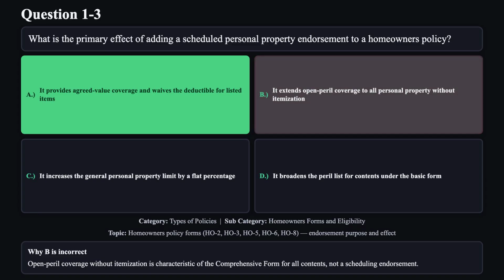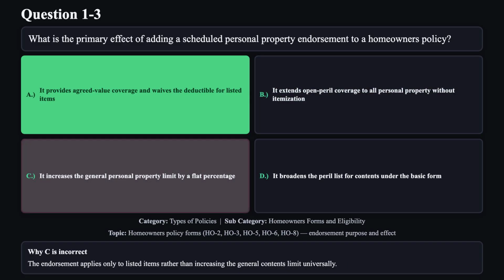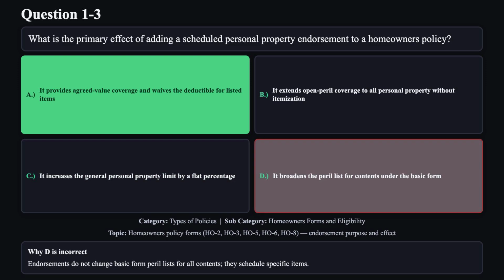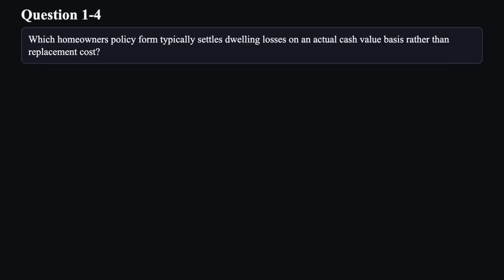Reason B is not correct. Open peril coverage without itemization is characteristic of the comprehensive form for all contents, not a scheduling endorsement. Reason C is not correct. The endorsement applies only to listed items rather than increasing the general contents limit universally. Reason D is not correct. Endorsements do not change basic form peril lists for all contents. They schedule specific items.